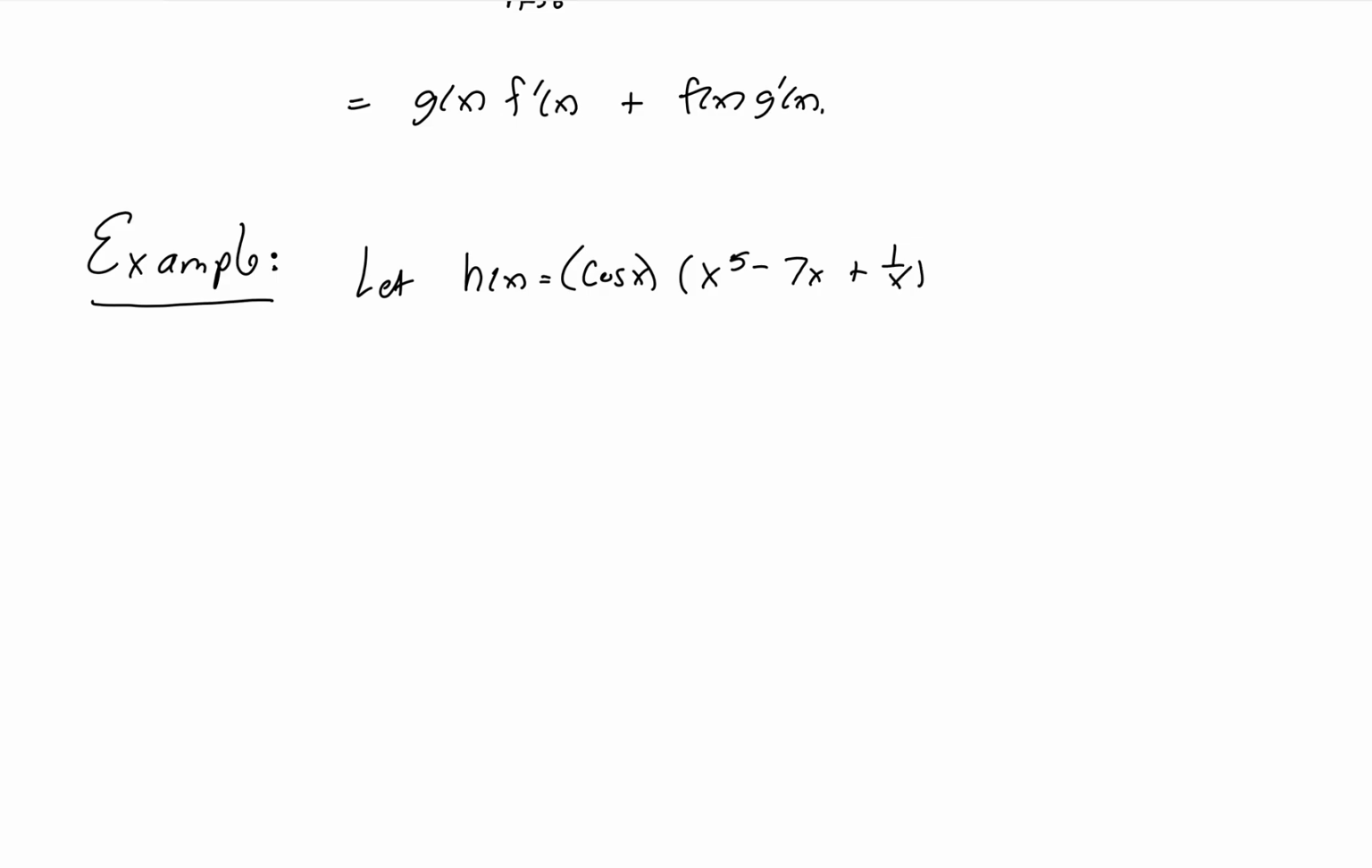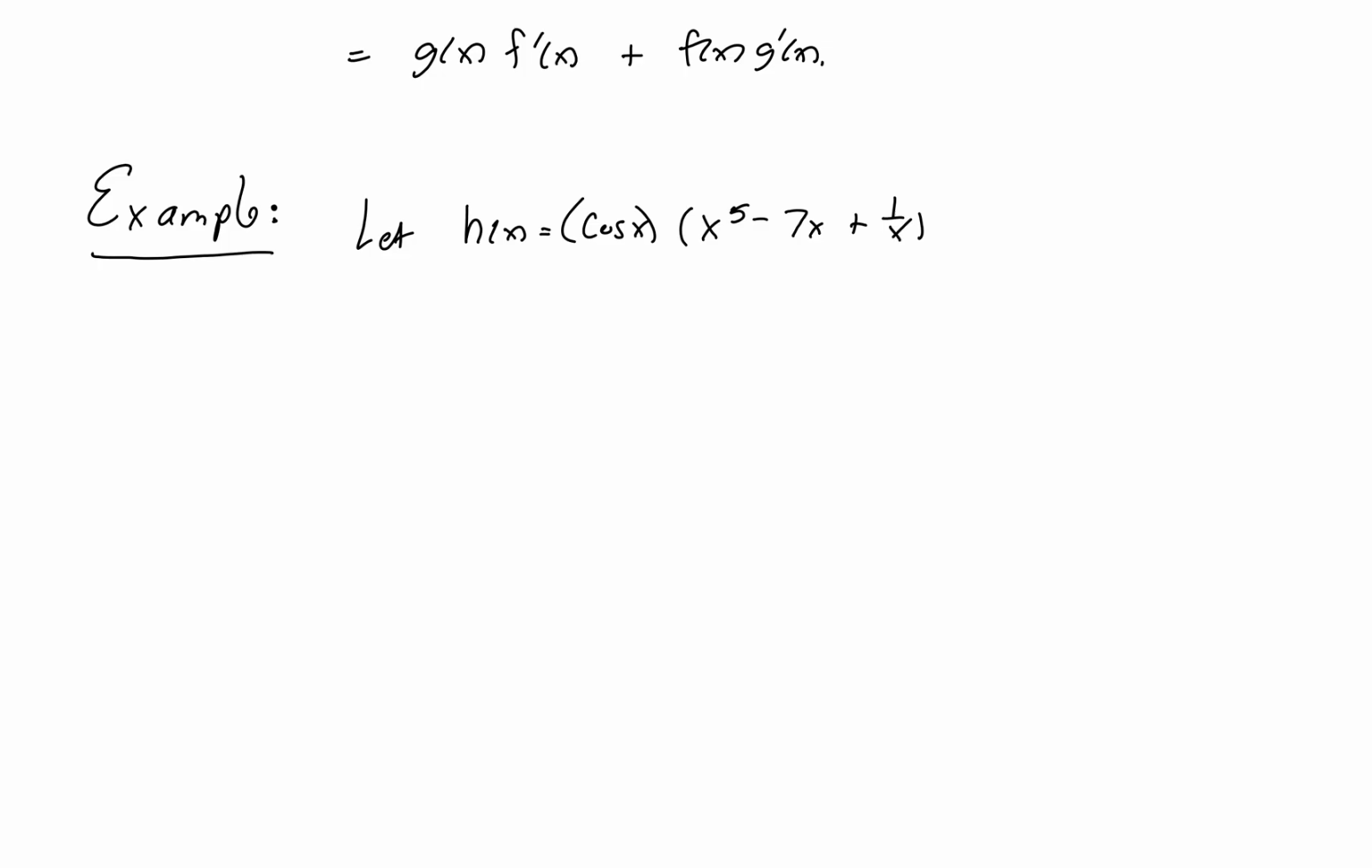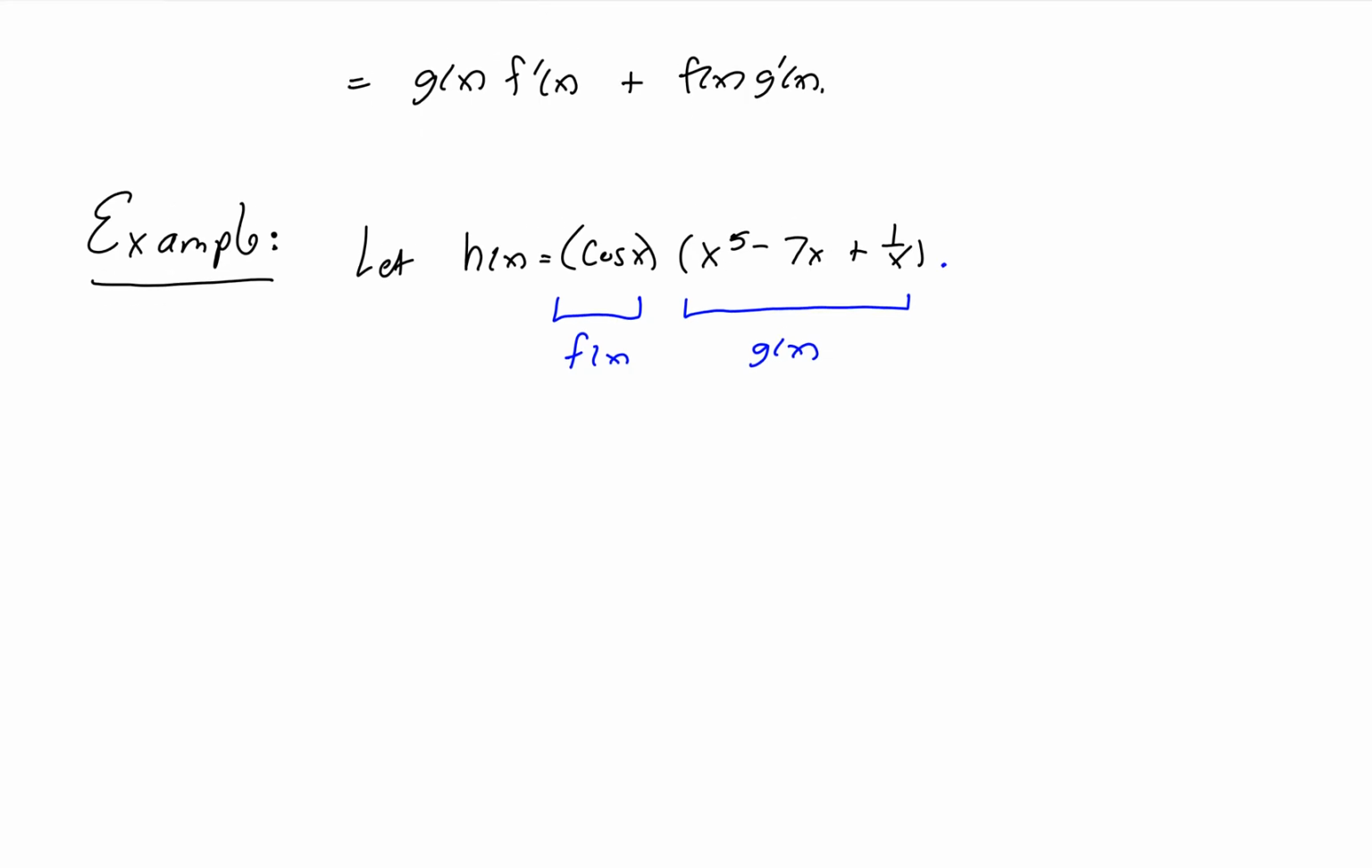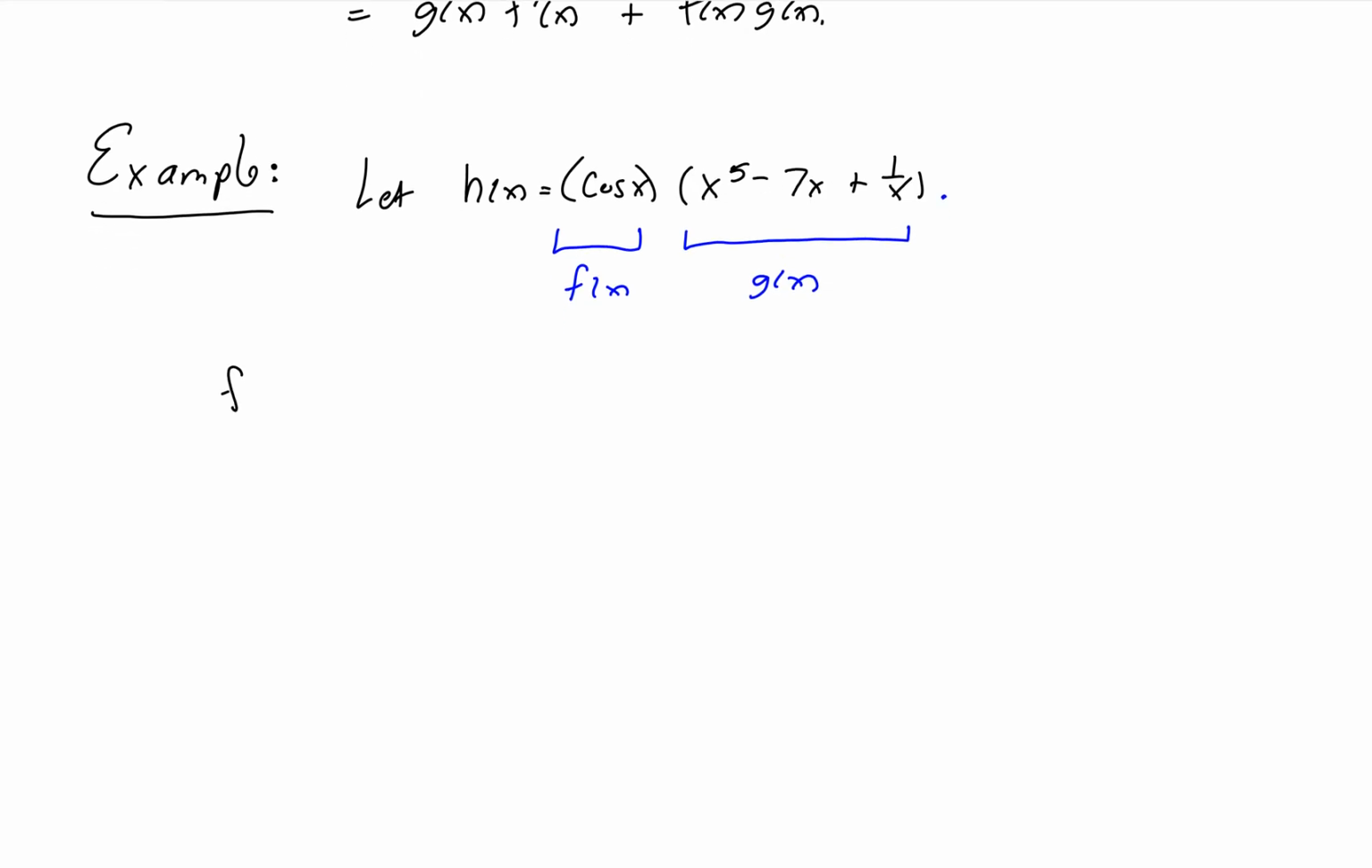Okay, so here we have a product of two functions. So we can say this function here, we can call that f of x, and we can call this g of x. And so now, for the product rule, I know I'm going to need f prime of x, which is negative sine x. I'm going to need g prime of x, which is going to be 5x to the fourth minus 7 minus 1 over x squared.